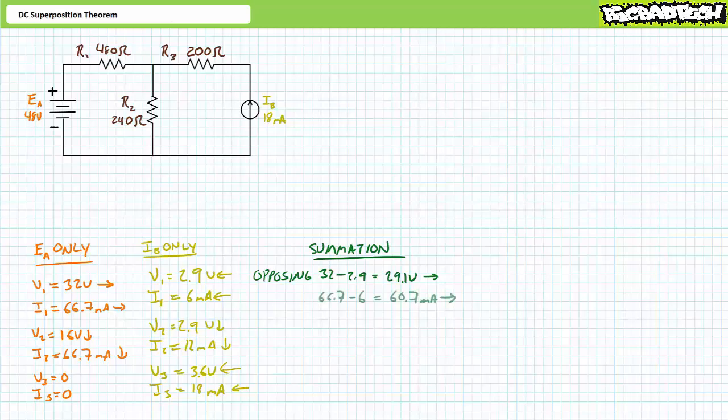will be less. Similarly, when the voltage source pushes 66.7 milliamperes through R1 left to right, and the current source pushes 6 milliamperes of current through R1 right to left, these sources are opposing each other, and it can be said when these effects are superimposed upon one another, R1 ultimately experiences 60.7 milliamperes of current left to right.